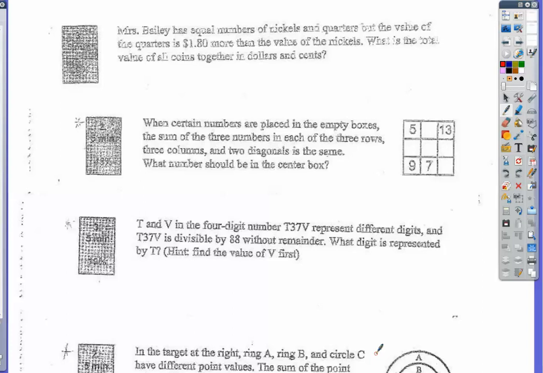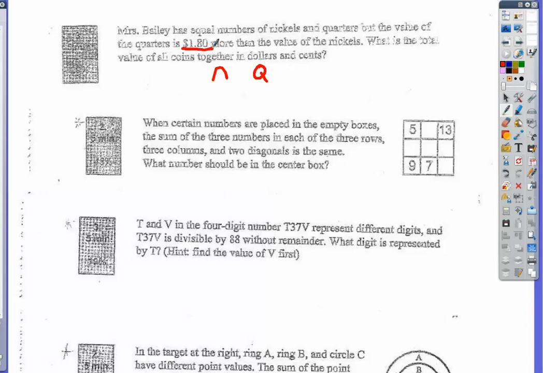So let's go. Mrs. Bailey has an equal number of nickels and quarters. So we have nickels and quarters. We have no dimes, no pennies. And the value of the quarters is 180 more than the value of the nickels. So we have to pull that out, know that that's going to be an issue. What is the total value of all coins together in dollars and nickels?